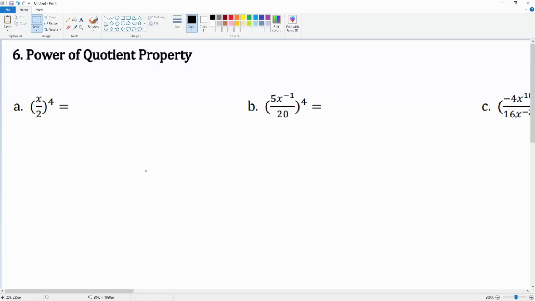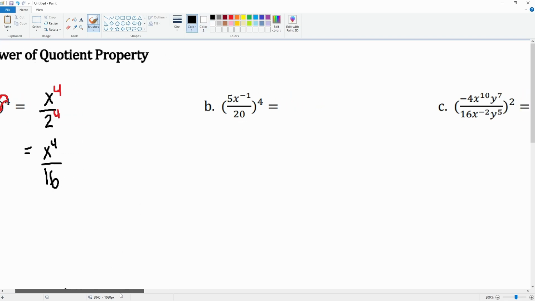We are going to now look at the power of quotient property, right? So we see the exponent of 4 that can just get distributed to the top and to the bottom. Originally we have x and a 2 on the bottom of the fraction. The 4 gets distributed to that x, then it also gets distributed to that 2. So the answer would be x to the 4th, and on bottom, 2 times 2 is 4, times 2 is 8, times 2 is 16. So it is x to the 4th over 16.